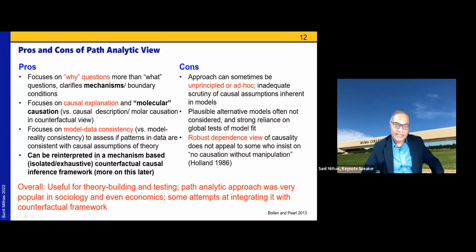And I already talked about the model data consistency. One other thing I want to briefly mention here is that there is some work going on where people are trying to reinterpret this also in the counterfactual causal inference framework, and we can talk about that a little later. At the same time, there are cons. I think you would have seen some debates in our own journals where people have debated about the right ways or wrong ways of doing structural equation modeling when people are using, let's say, LISREL or even PLS, for example. And some people believe that sometimes the approaches used in the literature can be unprincipled or ad hoc, in the sense that people sometimes just change the arrows to get the right result.